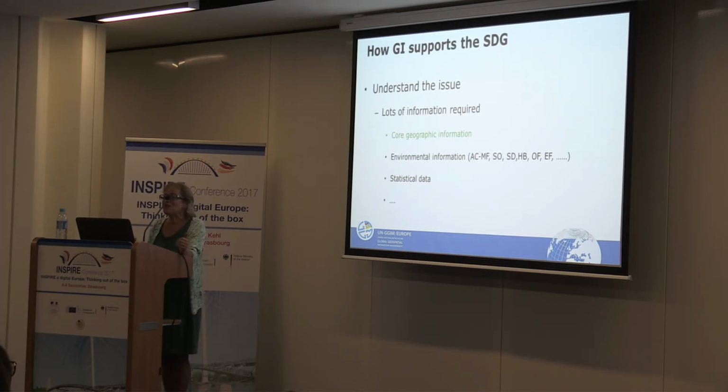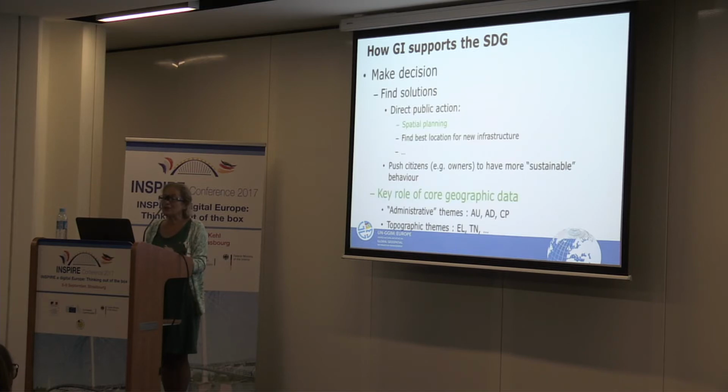So how does GI support the SDG? Of course, the main use is to understand the issue. Lots of information is required. You require, of course, core geographic information, but you require quite more. For instance, environmental information, meteorology, soil, biodiversity, oceanography, environmental facilities, and all the measures. You need statistical data. Core geographic data is not going to solve all the issues by itself. There is need for lots of other data.